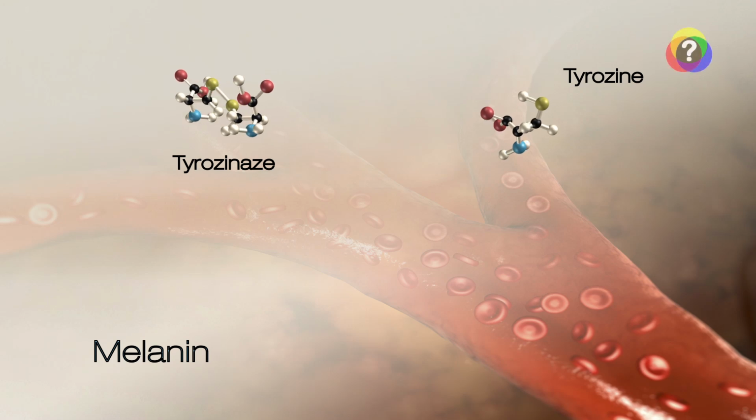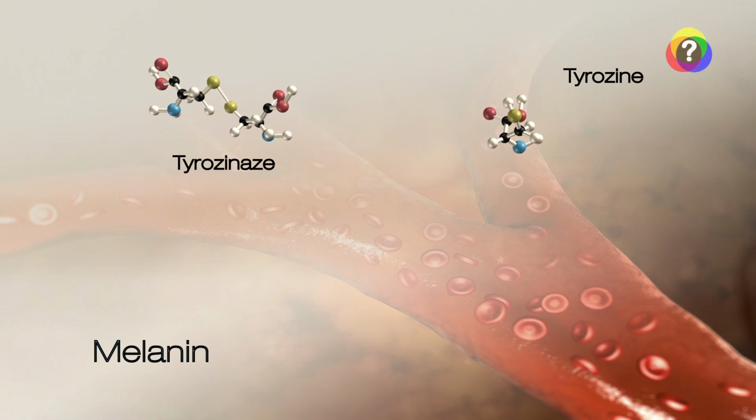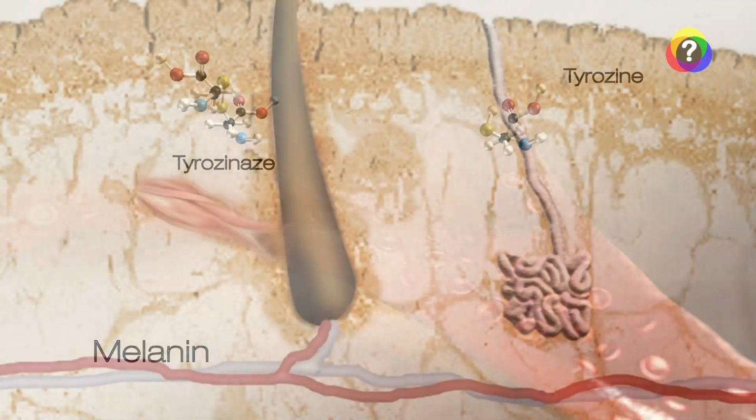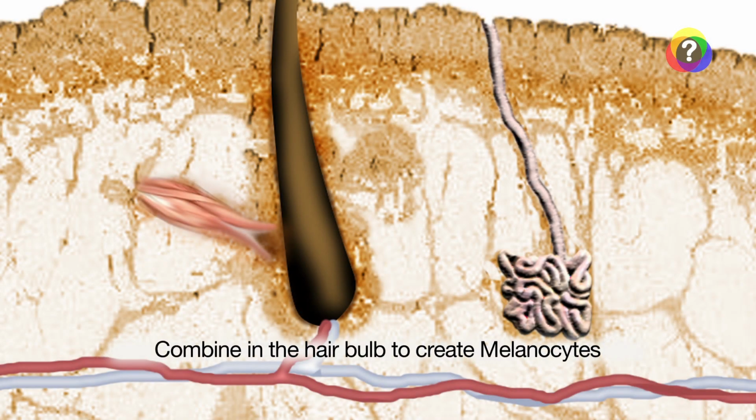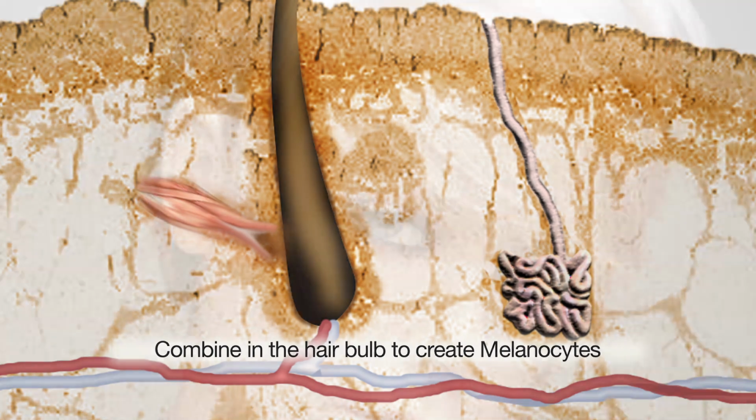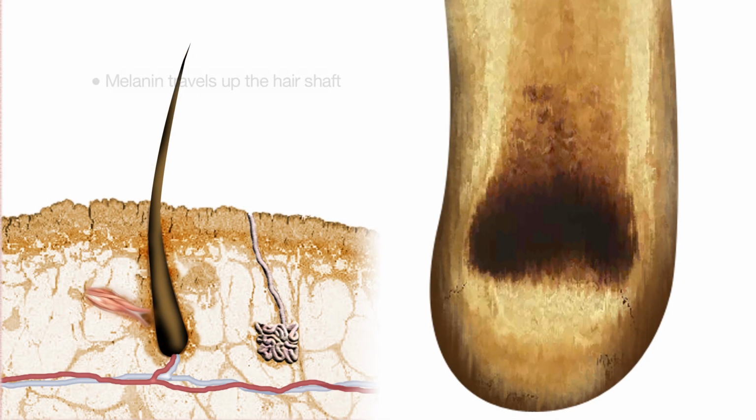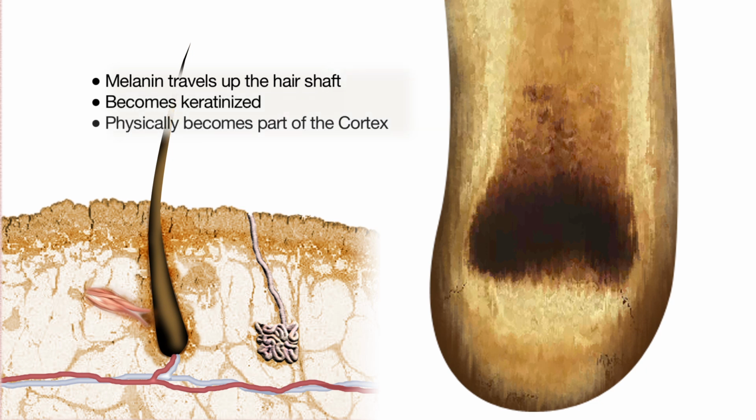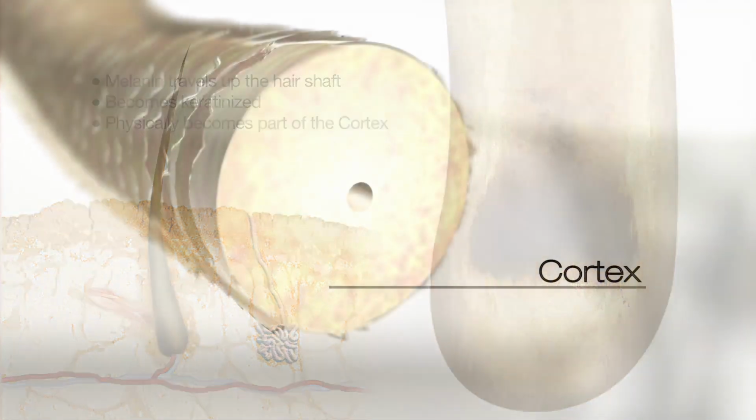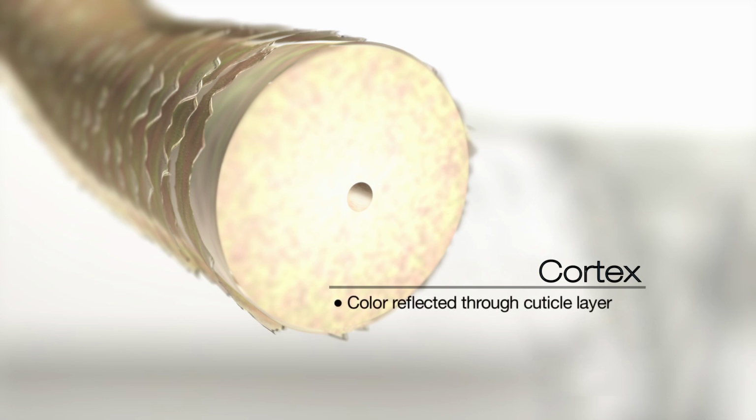Melanin. The enzyme tyrosinase and the amino acid tyrosine, carried in the bloodstream, combine in the hair bulb to create melanocytes. Melanocytes are specialized cells that create all of the melanin found in the hair, skin, and eyes. As melanin is formed, it travels up the hair shaft, becomes keratinized, and then physically becomes part of the cortex. The color is then reflected through the translucent cuticle layer.